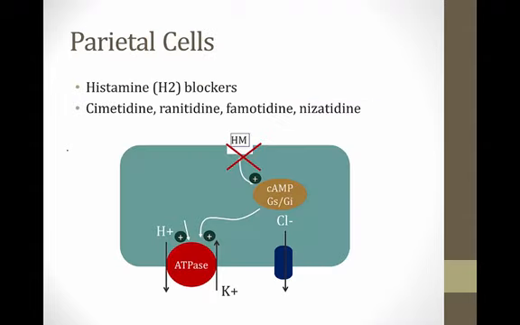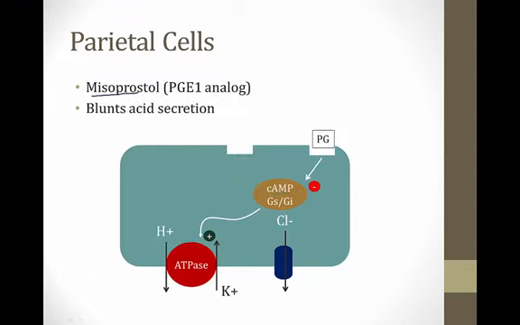And then the level of cyclic AMP inside the cell influences the activity of the hydrogen potassium ATPase pump. Many of the acid-suppressing drugs that I discuss in the GI pharmacology module tie in with the physiology of parietal cells. So histamine or H2 blocker drugs like cimetidine, ranitidine, famotidine, and nizatidine all block the histamine receptor, so the histamine can't raise the cyclic AMP level and activate the proton pump. Misoprostol is a rarely used drug that is a prostaglandin E1 analog. It will activate the prostaglandin receptor, which will decrease the amount of cyclic AMP in the cells and then lower the amount of acid production.